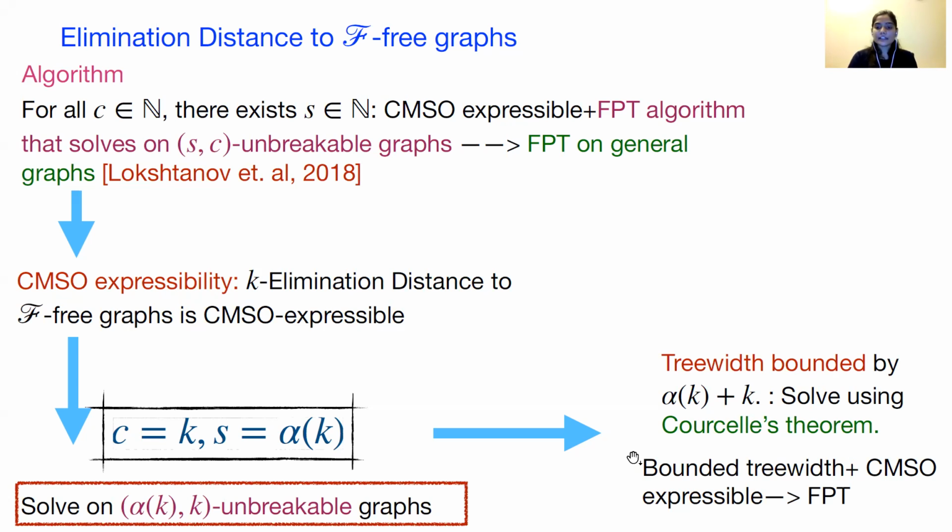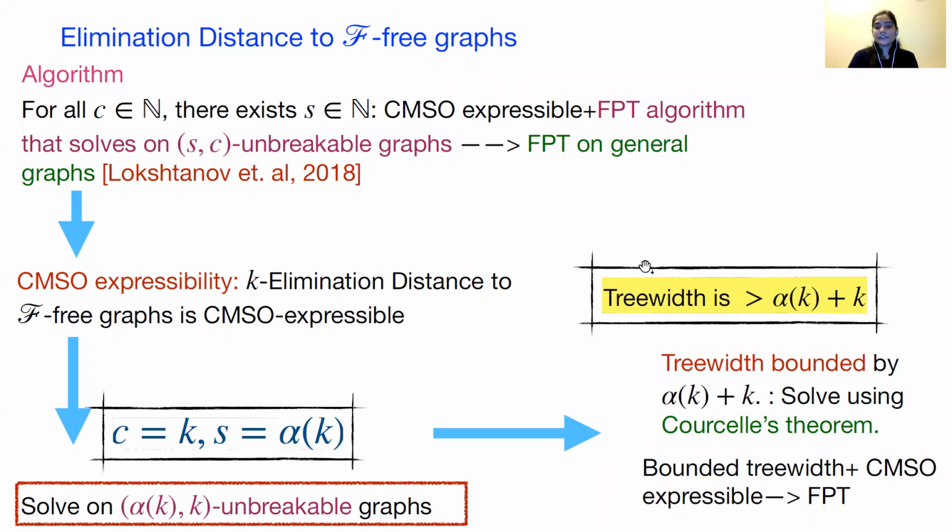We say that if your problem is CMSO expressible and the input graph has bounded tree width, then the problem is FPT. So now the difficult case for the problem is when the tree width is large, that is greater than alpha K plus K. So I'll focus on this case when the input graph is alpha K comma K unbreakable.